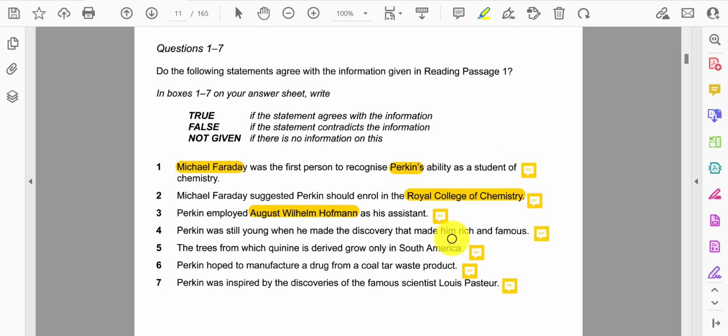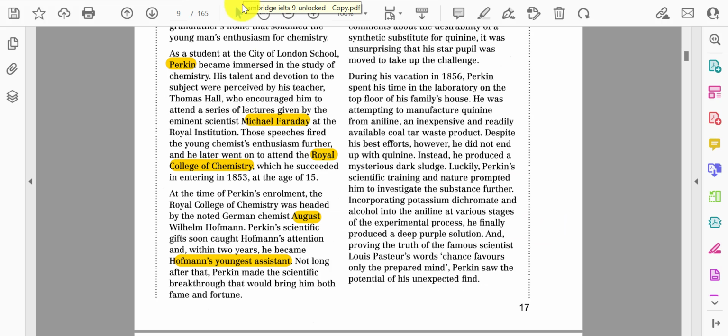Question number 4. Perkin was still young when he made the discovery that made him rich and famous. When you come across a question that has no dates, numbers, or a long word to choose as a keyword, look for adjectives. Here I choose rich and famous as my keywords, but don't look for the exact words in the passage. Let's go to the passage to see if it talks about money and fame or not.